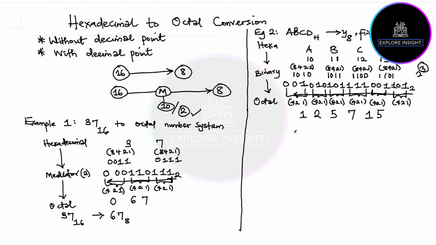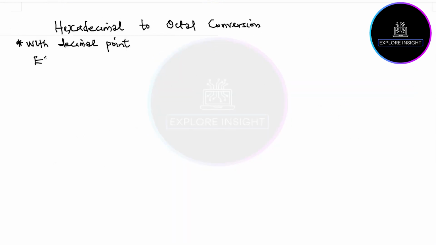So we can tell that ABCDH is 1, 2, 5, 7, 1, 5 in base 8. So our Y is 1, 2, 5, 7, 1, 5. So take a look at it: I've been able to solve 2 examples without decimal points. So let's move ahead to solve a value with decimal points.